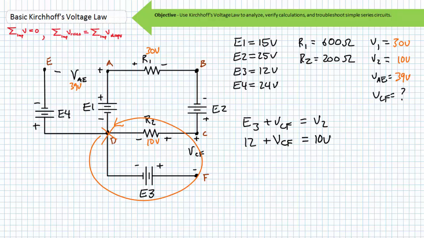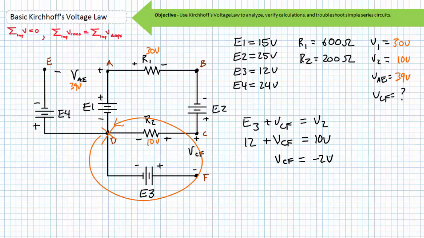Substituting our given quantity of E3 being 12 volts and our calculated voltage drop of 10 volts for V2, we can now solve for VCF by subtracting 12 volts from either side. We find that VCF is negative 2 volts with the indicated polarity. This value is negative because the polarity was initially assigned as such. In reality, node F is actually 2 volts higher than C. And that makes perfect sense.